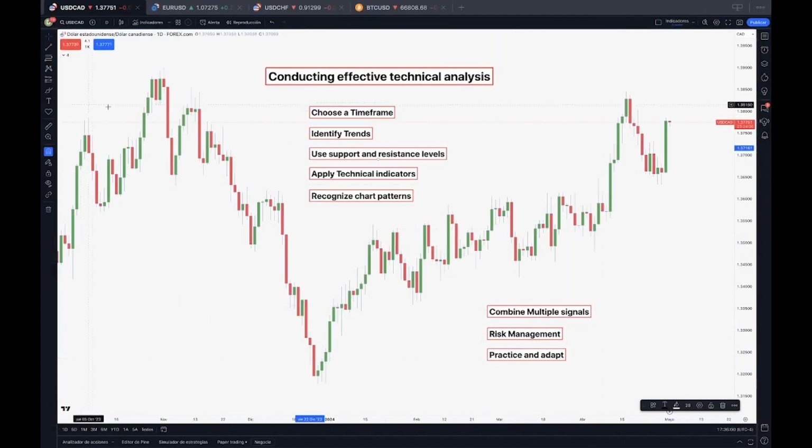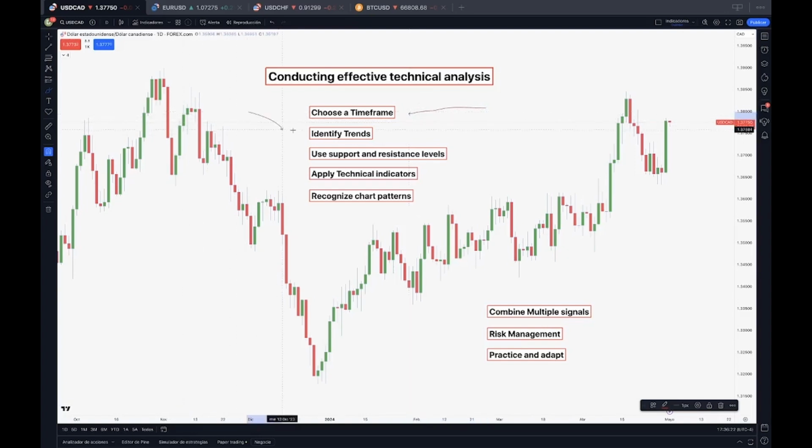First of all, I recommend you to choose your time frame. Select a time frame suitable for your trading style, whether it's short term if you're an intraday trader, medium term if you're a swing trader, or long term if you're a position trader. Getting to know your time frame is fundamental to conduct your technical analysis.